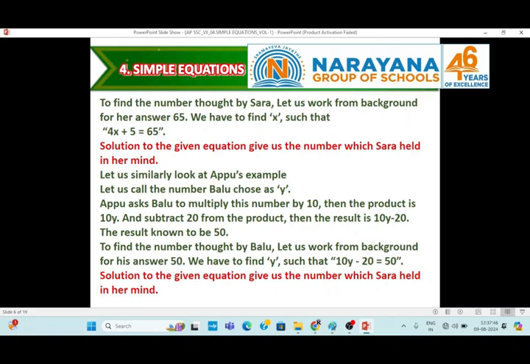So, let us similarly look at Apu's example. Let us call the number Balu chose y. Apu asks Balu to multiply this number by 10. Then the product becomes 10y. And subtract 20 from the product. If we subtract 20 from 10y, it becomes 10y minus 20. Then the result announced by Balu is 50. So to find the number thought by Balu, let us work backward from his answer 50. We have to find y such that 10y minus 20 is equal to 50. So the solution to the given equation gives us the number which Balu held in his mind.